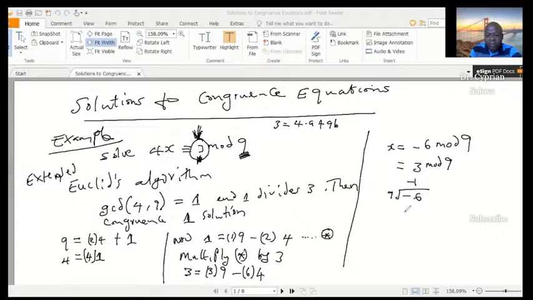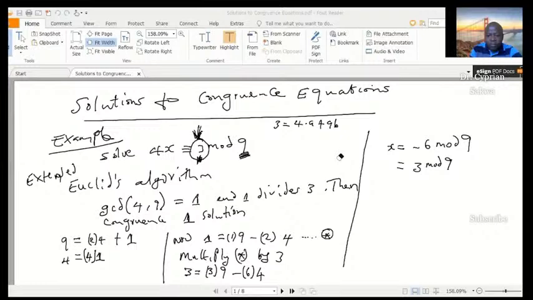So this is what we are looking for. So that is the x we are looking for. That's the x, and that is the solution to this. So that x times 4 gives you 12, and when I divide 12 by 9, the remainder will be 3. That is one way you can use Euclid's algorithm.